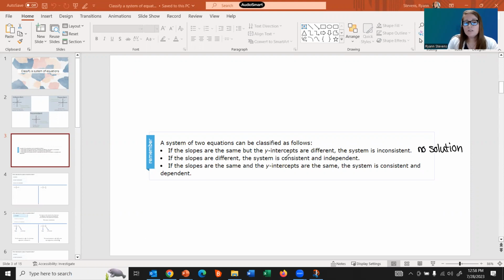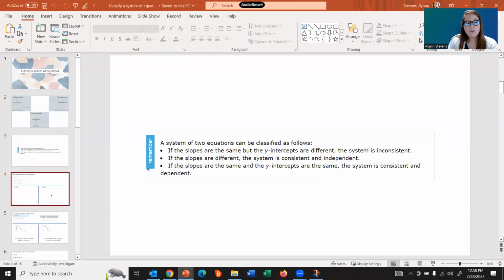If the slopes are different, the system is going to be consistent and independent, which means there is only one solution to the system of equations. And then if the slopes are the same and the y-intercepts are the same, the system is consistent and dependent. So this is going to tell us that there are infinitely many solutions to this system of equations. And that's where it'll be really good as we're practicing with this, because we'll still use what we had practiced before, but now we're just going to add a little bit more detail to it.